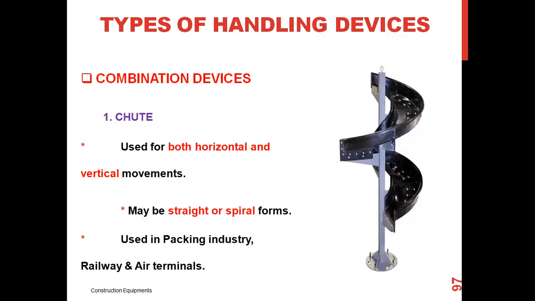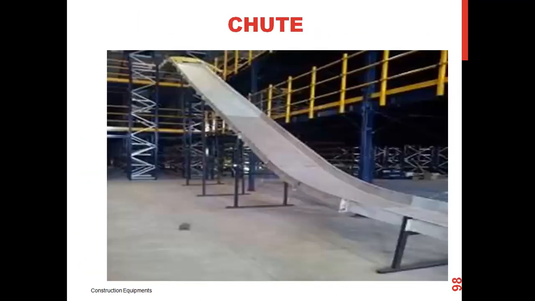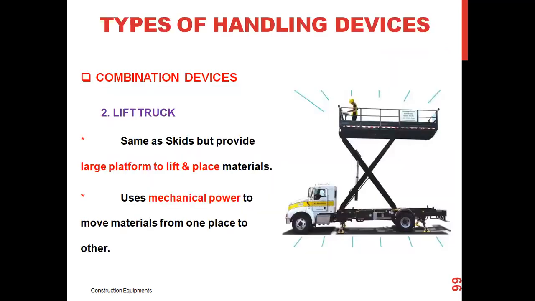Combinational devices. Here, the tube which is used for both horizontal and vertical movements may be straight or spiral form, used in packing industries, railway, and air terminals. This is a tube. Here, you can observe the raw materials or the manufactured materials passing from top to the carrying vehicles, which use less manpower and can be transported easily from place to place. The types of handling devices.